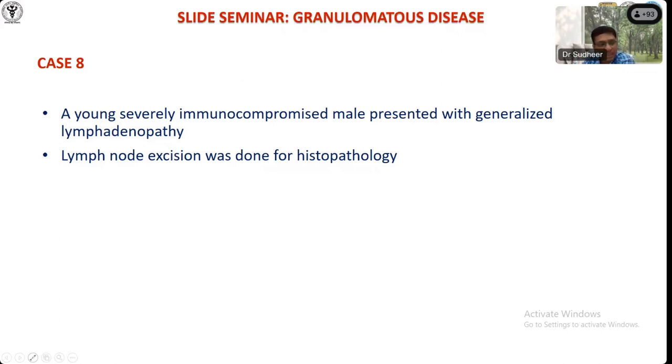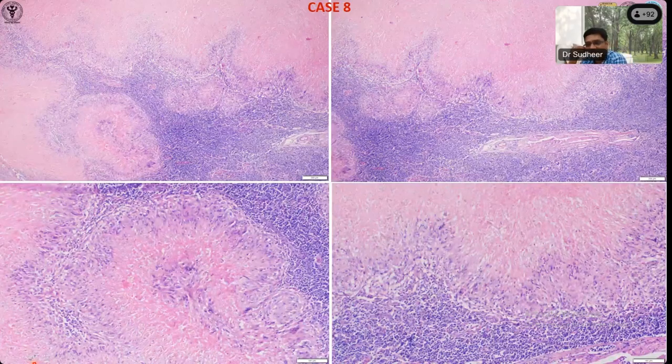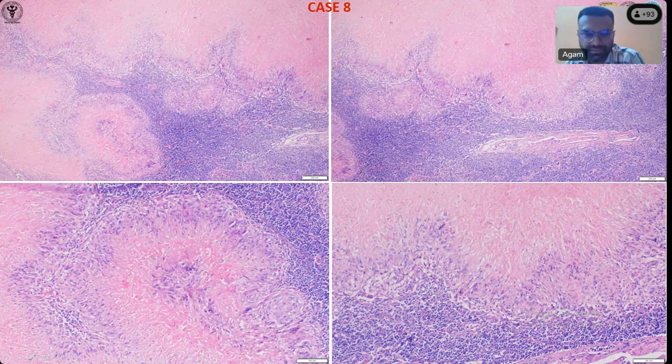Last case, a young, severely immunocompromised male. I will not show this. Can anyone describe this fast? So this is a necrotizing large granuloma, from a lymph node. Yes, a large necrotizing epithelioid cell granuloma. Confluent granuloma, with complete effacement of the lymph node architecture. Yes, the entire lymph node is involved. Large areas of necrosis, what do you think?